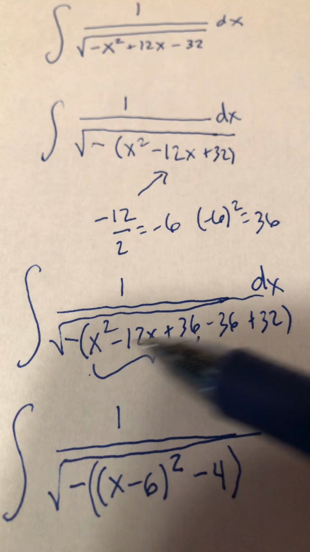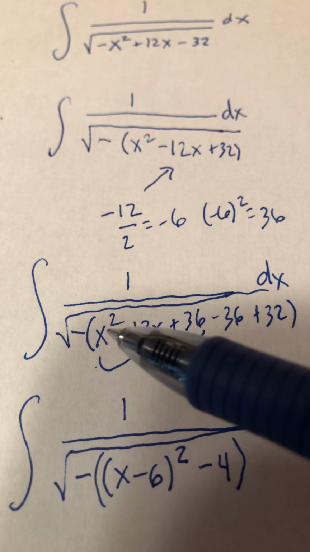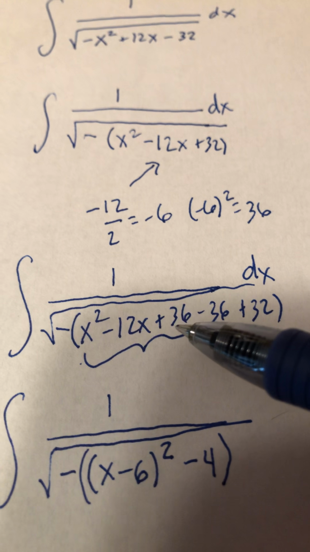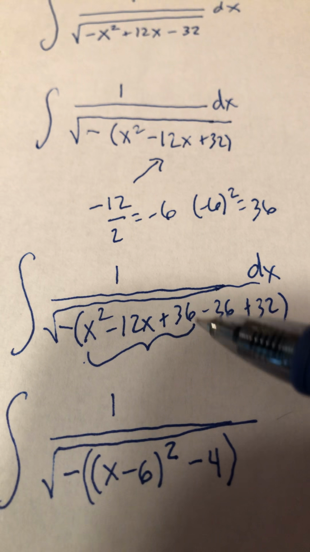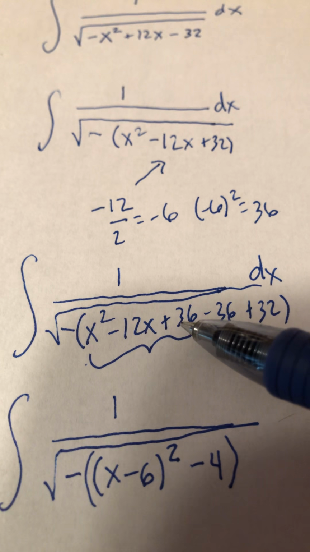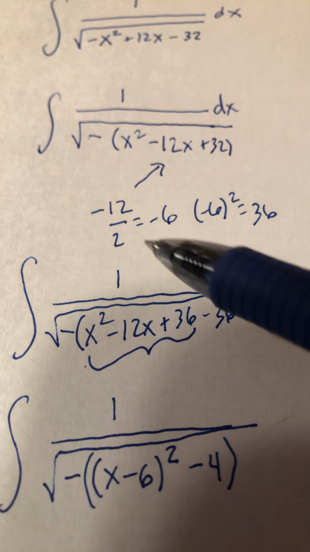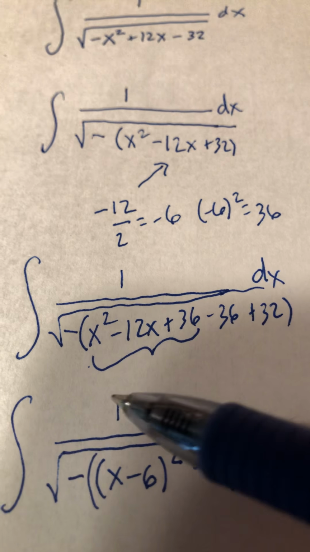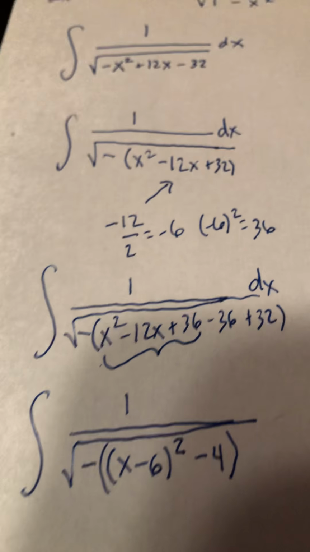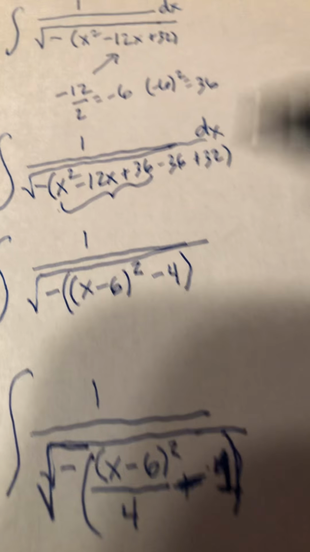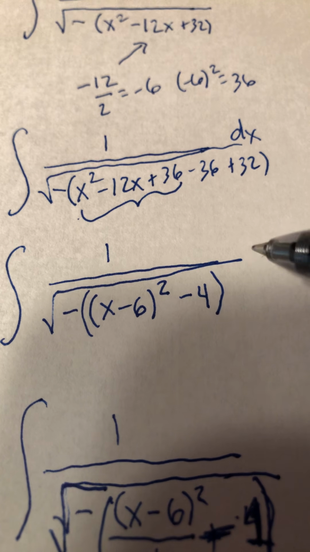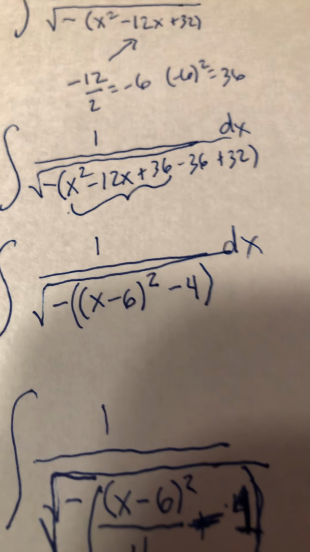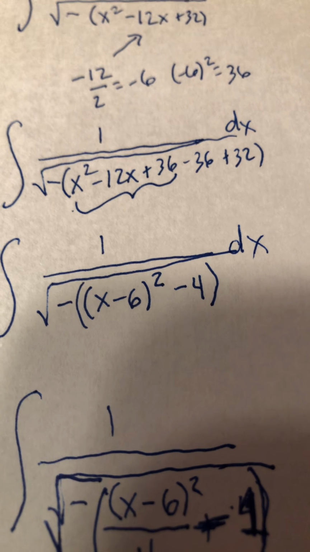Now, that right there is my perfect square trinomial, which I can write as a binomial squared. So I'm allowed to write this as x minus 6 squared. Whatever number comes when you divide by 2, that's the number that goes in parentheses. So we get the following: the square root of the negative parentheses x minus 6 squared minus 4.